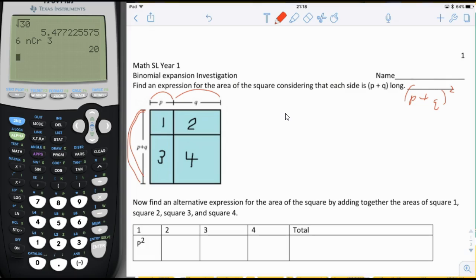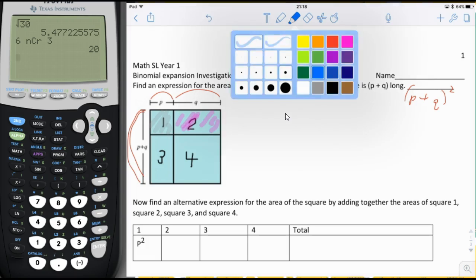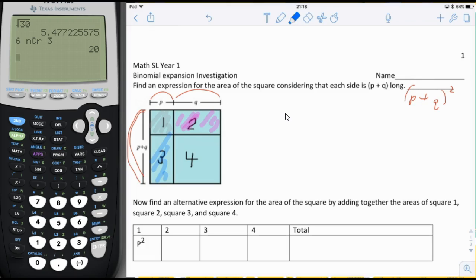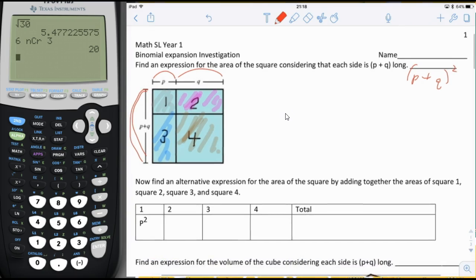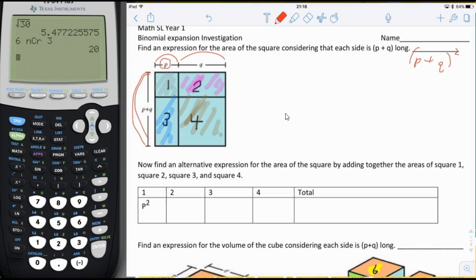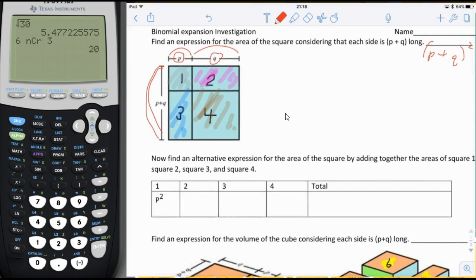Now let's try to find the area of the square with an alternative formula. What if we divided it up into 4 boxes like we have here? We're going to have box 1, box 2, box 3, and box 4. We're going to use the side lengths p and q to calculate the area of each one of these boxes. For example, this small box, box 1, it's p on each side. It's a square, right? So this is going to be p squared. Box 1 has area p squared.